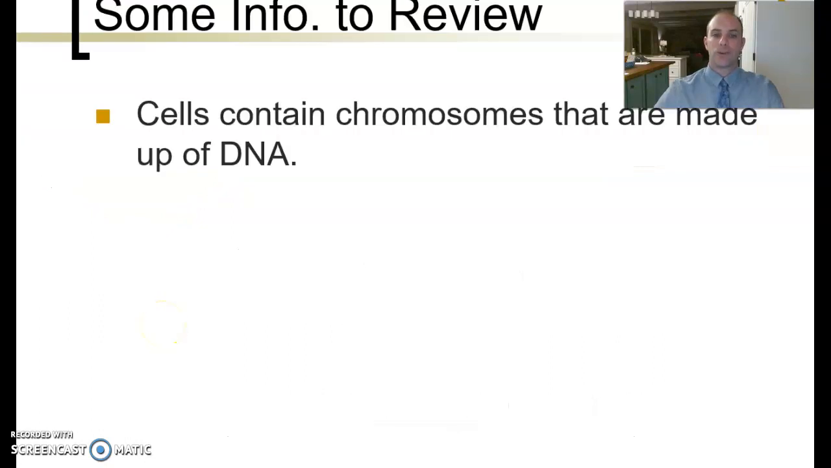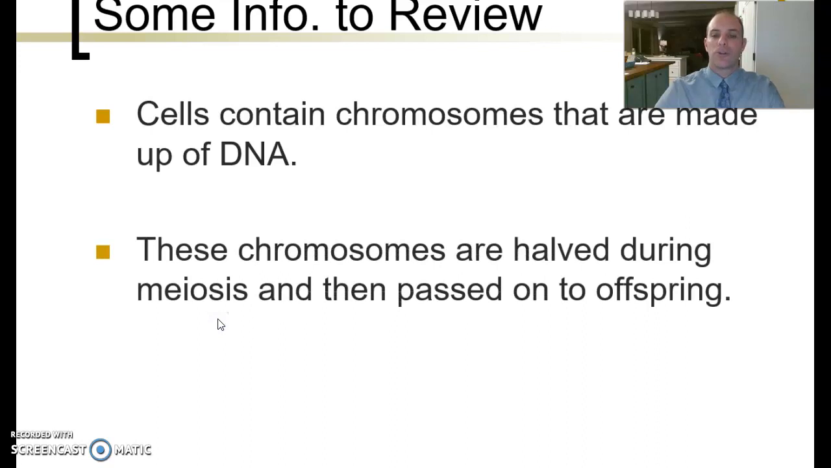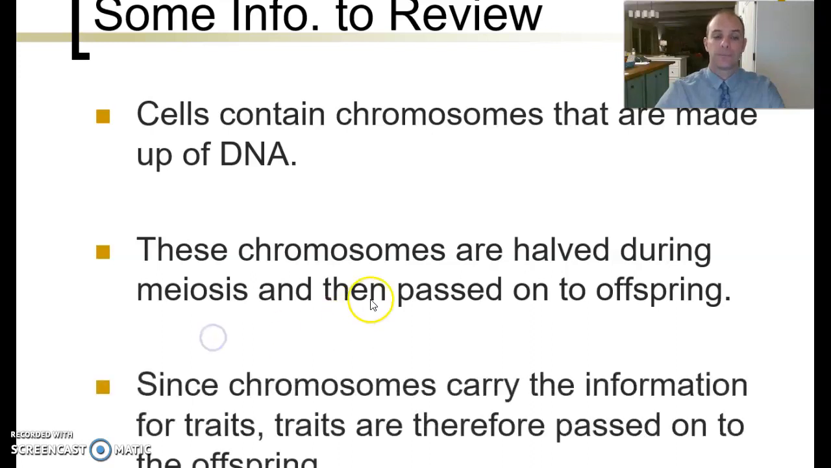Here is some information to review. Don't forget that all cells contain chromosomes that are made up of DNA. What's DNA stand for? That's right, deoxyribonucleic acid. These chromosomes are halved during meiosis, then passed on to the offspring. Remember that numbers you need to remember are diploid and haploid. Diploid meaning di, meaning double the amount, and haploid meaning half. So meiosis cells have half or haploid cells. Since chromosomes carry the information for traits, traits are therefore passed on to the offspring.